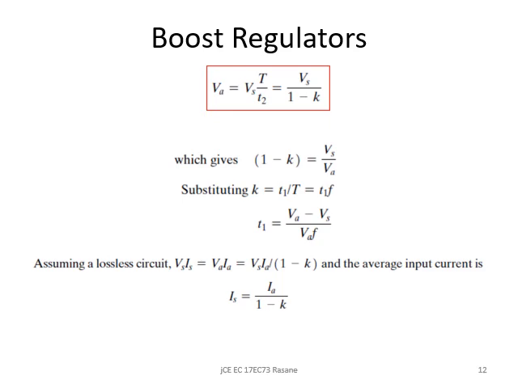Now assuming a lossless circuit, that means whatever input power I'm giving, the same output gets delivered at the output, so there is no loss in between the circuit. I can say easily that the power at the input, Vs into Is, is equal to the power at the output, Va into Ia. Substituting Va as Vs upon 1 minus K, I will get Is, the input load current, equal to the output load current upon 1 minus K.